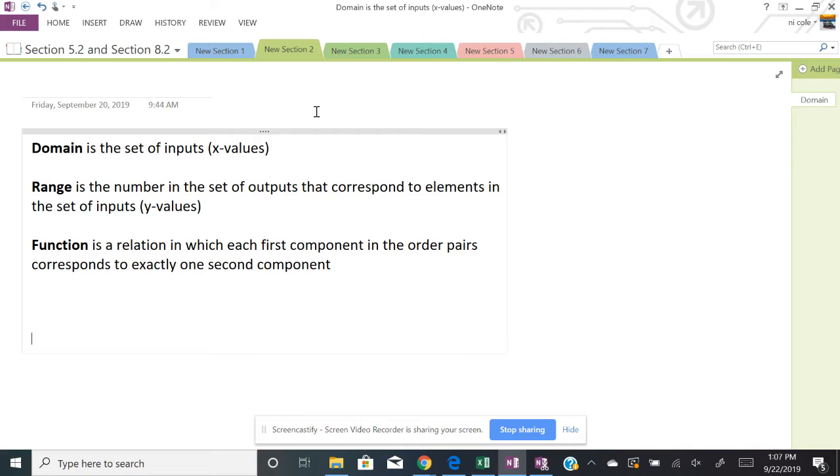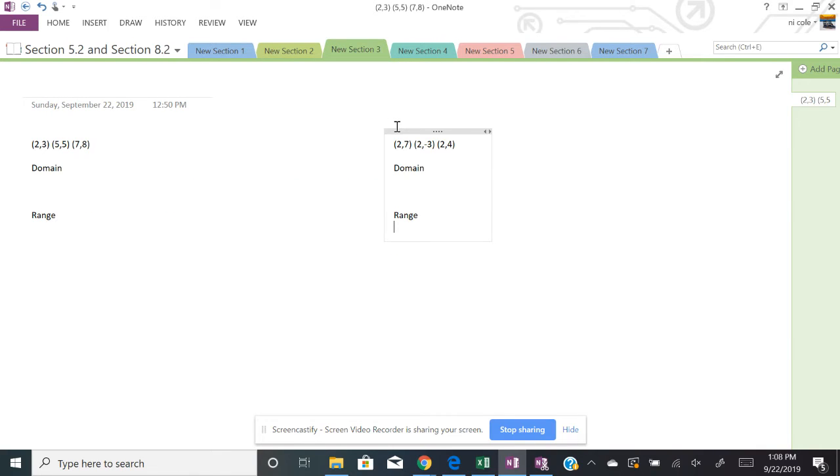And for things to be a function, a function is a relation in which each first component in the ordered pair corresponds to exactly one second component. So in order for a set of ordered pairs to be a function, each input or x value can only have one y value to go to. Okay, so let's look at a couple examples of this.